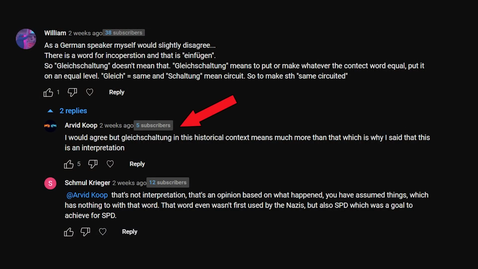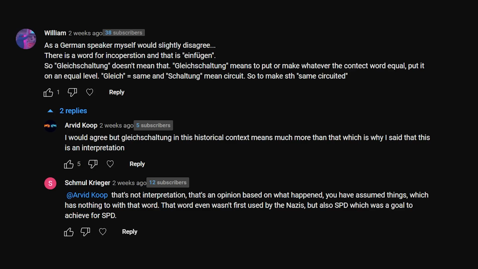post in the first place, responded saying, "I would agree that it means same-circuited, but Gleichschaltung in this historical context means much more than that, which is why I said that this is an interpretation." Krieger disagreed with Koop, saying, "That's not interpretation, that's an opinion based on what happened." I mean, that is what an interpretation is. "You have assumed things which has nothing to do with that word."